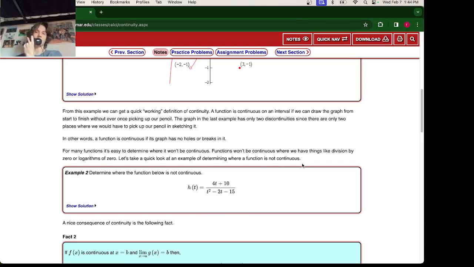So you get parentheses negative infinity to negative 5, end parentheses, union negative 5 to 3, end parentheses, union parentheses 3 to infinity. That's the, what's it called? I forget what it's called.